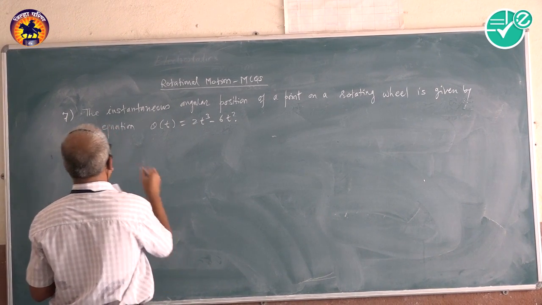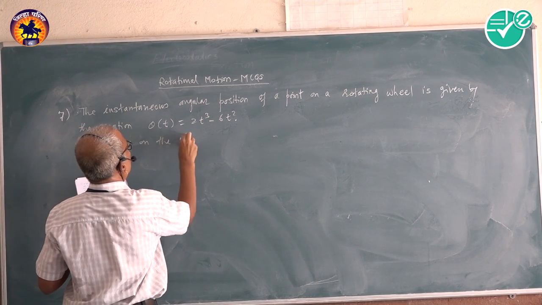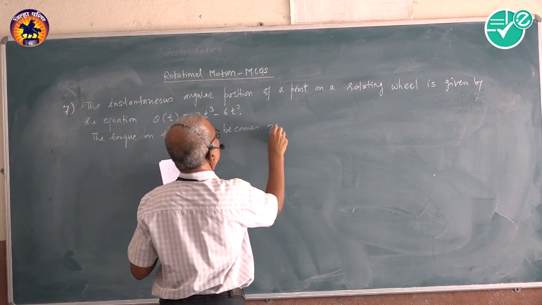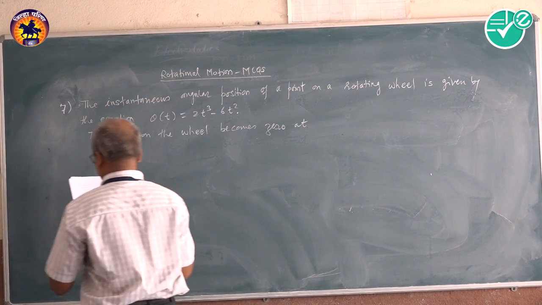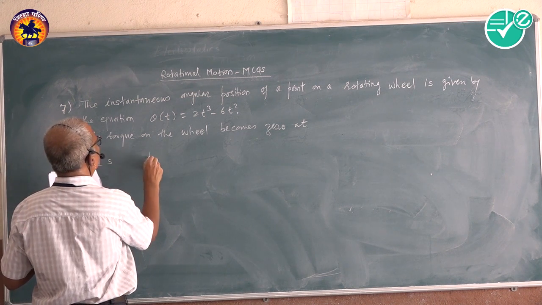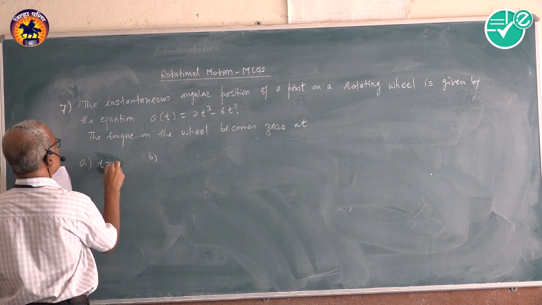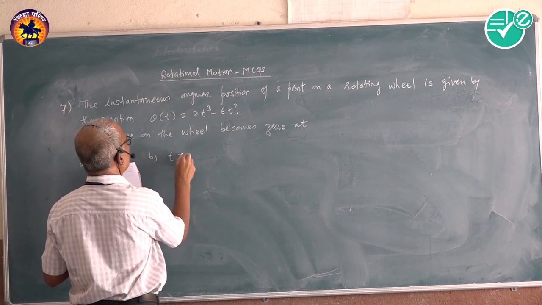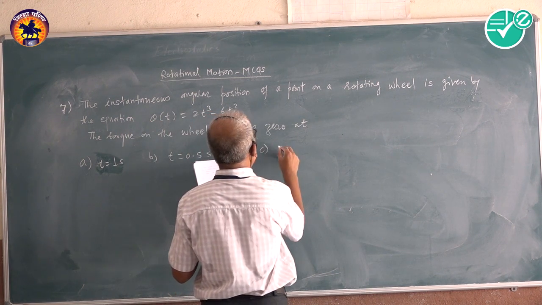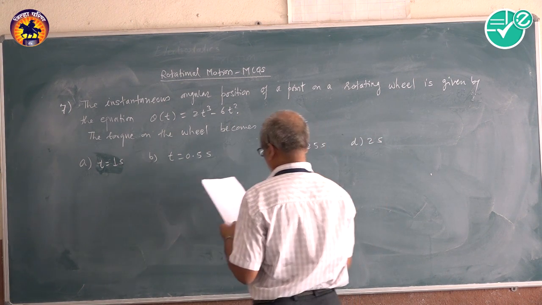The torque on the wheel becomes 0 at which time? Option A, t is equal to 1 second; option B, t is equal to 0.5 second; option C, t is equal to 0.25 second; and option D is 2 seconds.